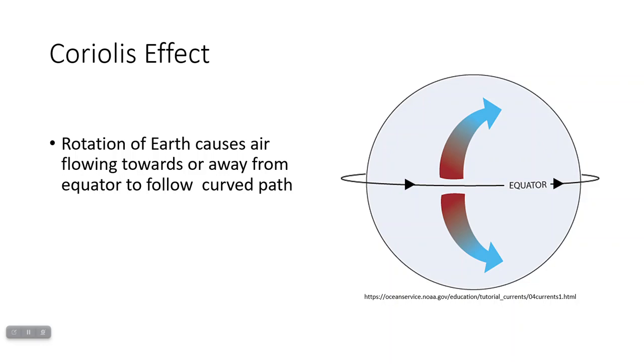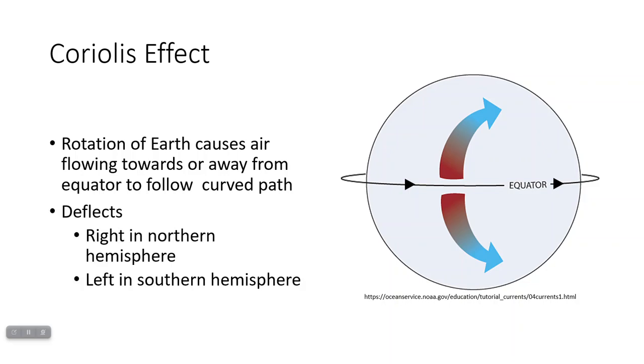A kind of caveat: you don't have air flowing directly from the equator to the poles or the poles to the equator because of something called the Coriolis effect. Things moving in the air might move in a straight line, but the Earth rotates underneath them, which makes it look like the object in the air is forming a curved path. Things tend to deflect or be pushed towards the right when they're moving away from the equator in the northern hemisphere, and to the left when they're moving away from the equator in the southern hemisphere.